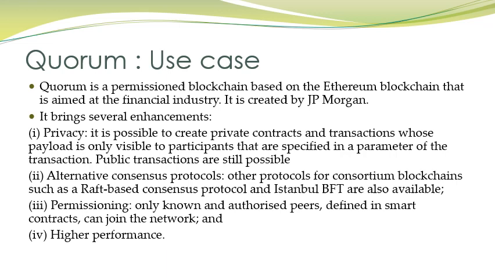Then the next example of a permissioned blockchain is Quorum. This Quorum is a permissioned blockchain based on the Ethereum blockchain that is aimed at the financial industry. It was created by JP Morgan. It is based on the Ethereum blockchain, and it brings several enhancements to the Ethereum blockchain. Those enhancements we have to see.